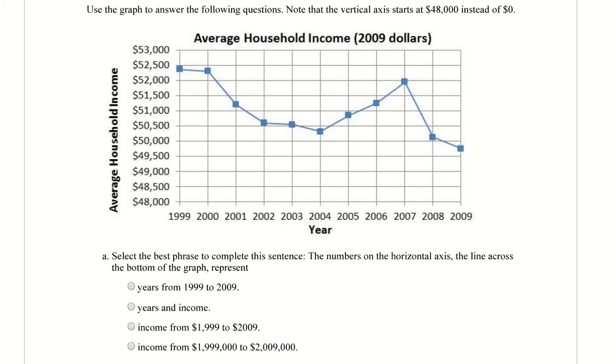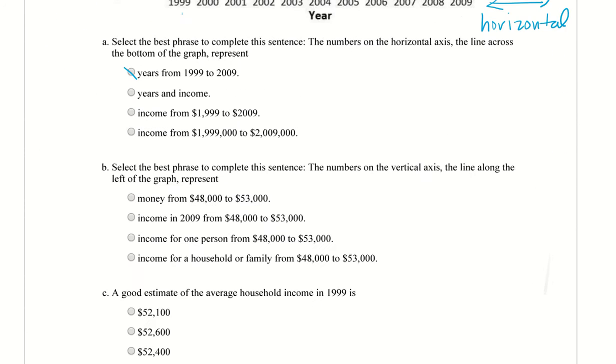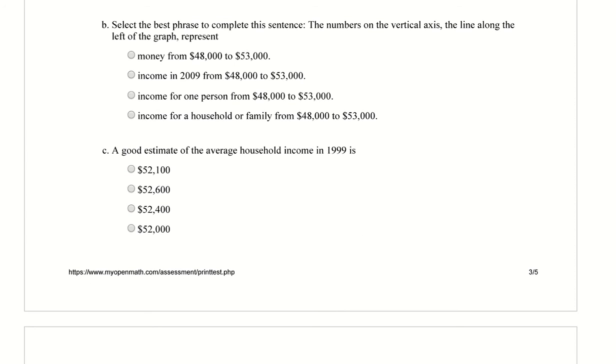So it says the numbers on the horizontal axis represent what? So horizontal is the side to side, and then vertical would be the up and down. So the side to side, I see the years starting at 1999 and ending in 2009. Yours might ask you for vertical, so then that would be the income. Now, select the phrase to complete the sentence.